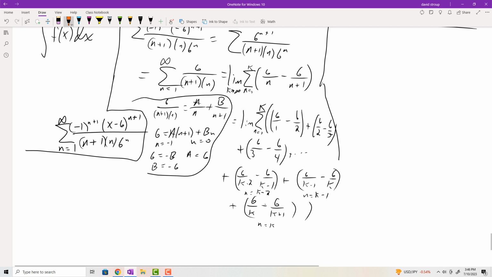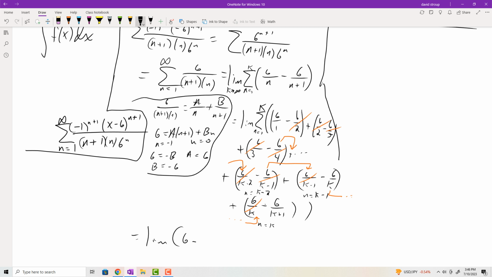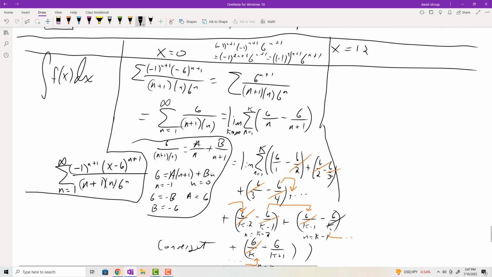And then the cancellation is pretty obvious. The term before it is canceling with this guy, this is canceling with this guy, this is canceling with this guy, and we're ending up with the limit of 6 minus, this guy's gone, 6 over k plus 1 as k goes to infinity, that will equal 6. It's definitely convergent. Okay, long story short, convergent. We even know what it adds up to. Okay, well that was an interesting journey.